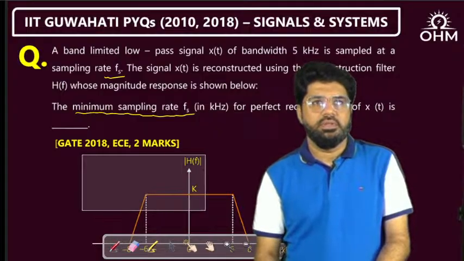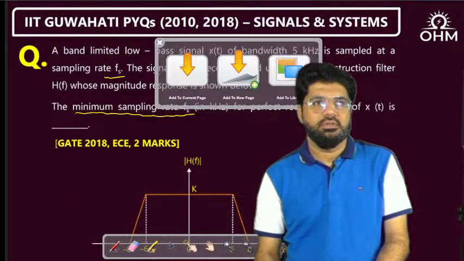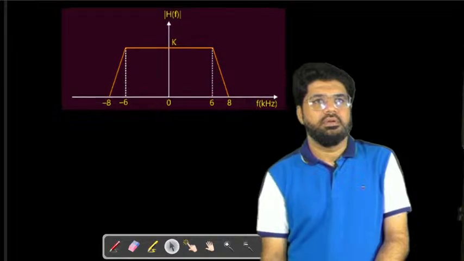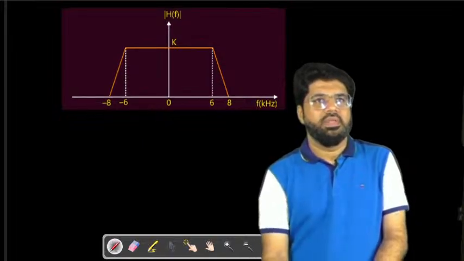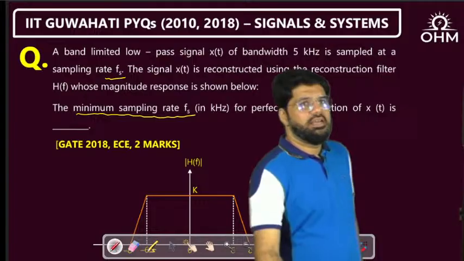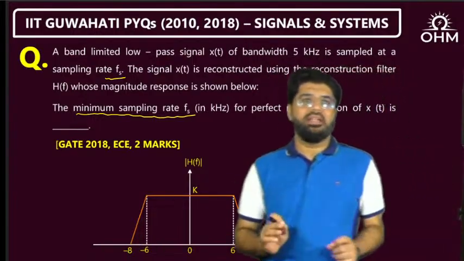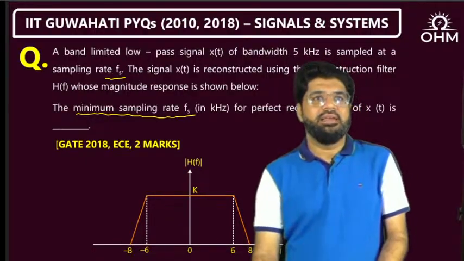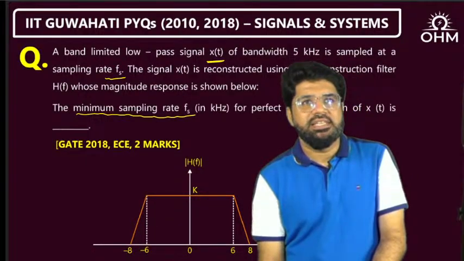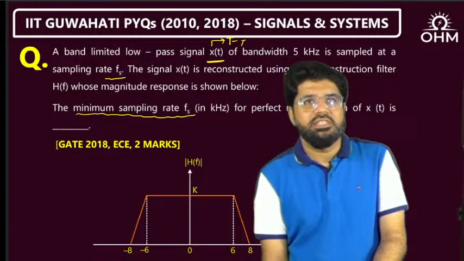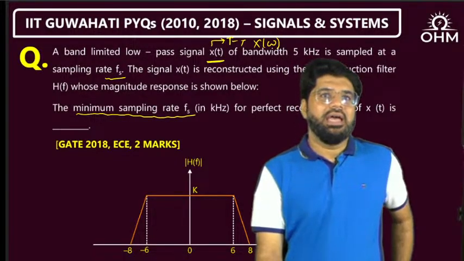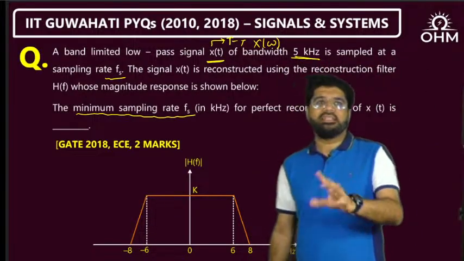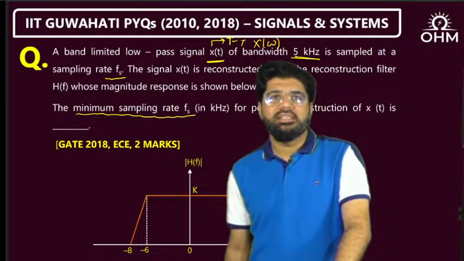Let me just copy this particular picture first. Rather, let's also revise the sampling process. What is given? A band limited low pass signal of bandwidth 5 kilohertz is to be sampled at the sampling rate. Let's say this x(t) will have some Fourier transform which I am calling X(omega), and that X(omega) is band limited up to 5 kilohertz. Now that is sampled at a sampling rate fs.